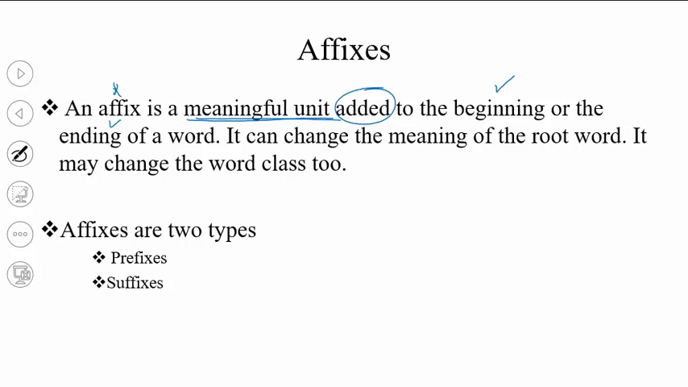For example, tie. When you put un in front of that, the meaning is the opposite of tie. So, untie. It can change the meaning of the root word. At the same time, it may change the word class too.